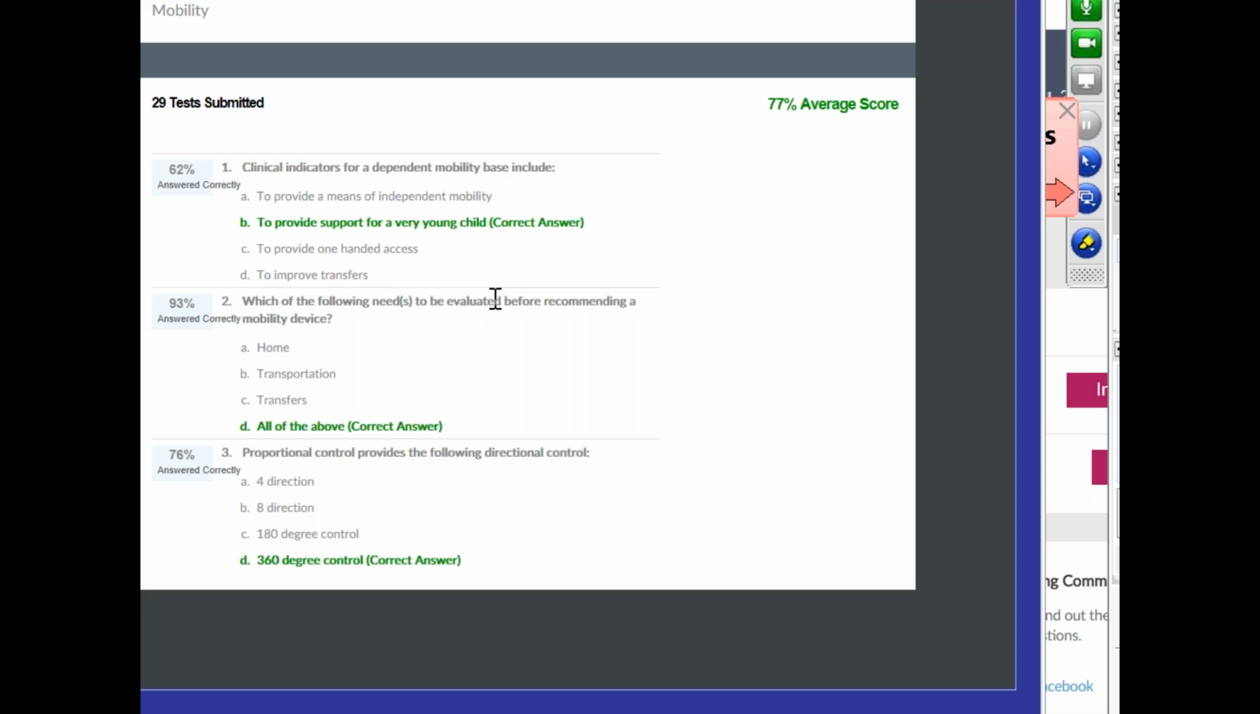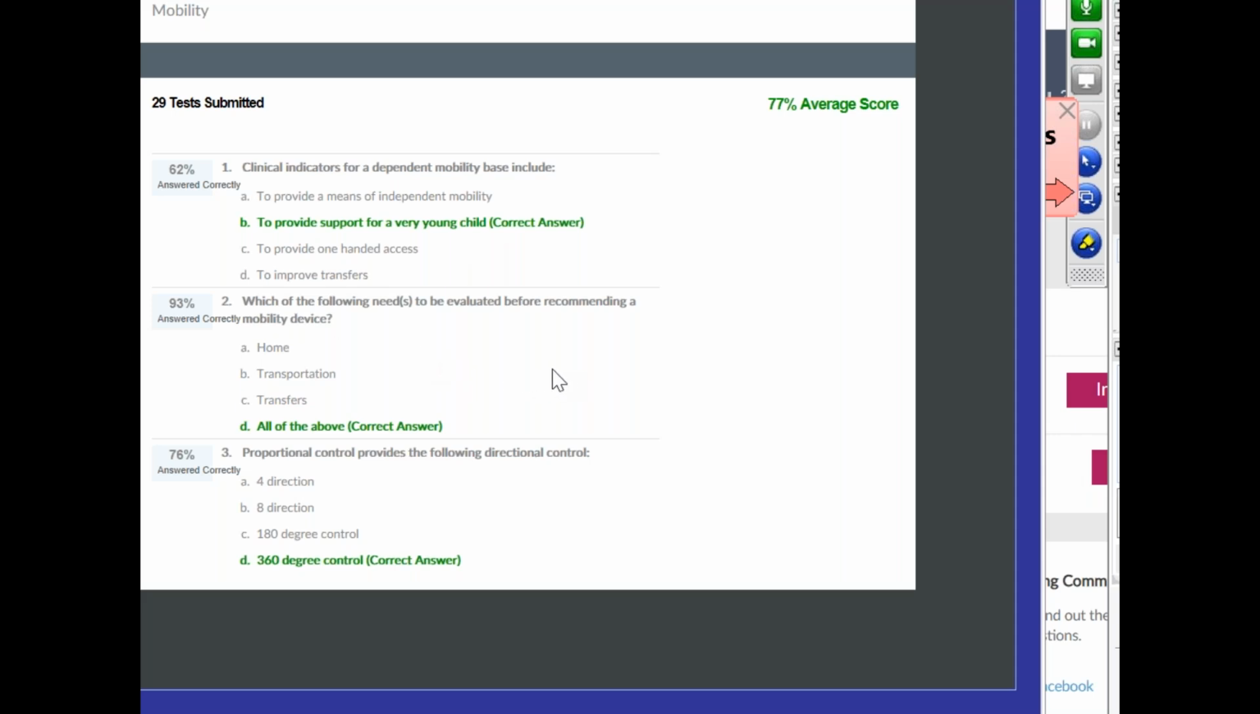The best answer here is to provide support for a very young child. If anyone has questions about why we did so poorly as a group on this one, shout it out or type it to me. I'm going to go on to the next one.